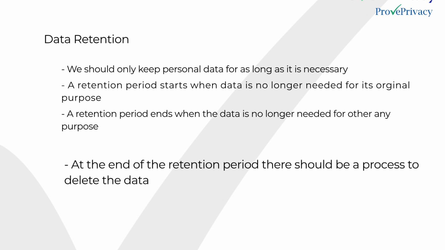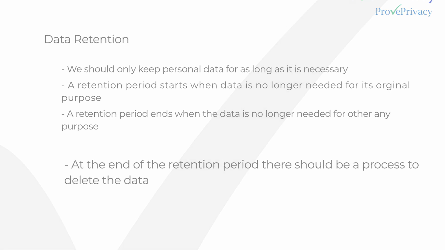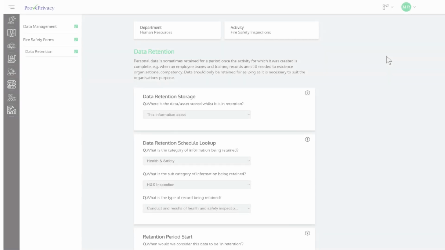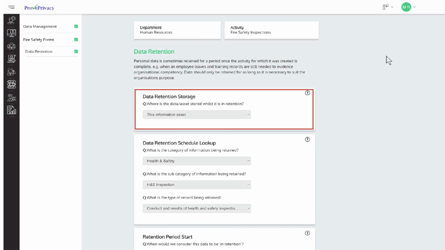At the end of the data retention period, there should be a process to review the data and determine if it is still required. If it is not, then there should be a process in place to ensure that the data is deleted. The first thing that we need to understand on the data retention screen is where the personal data associated with this activity is stored whilst it is in retention.